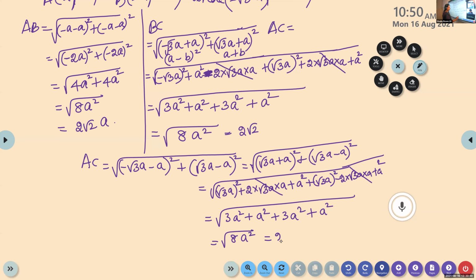What is root 8? It is 2 root 2. Root 8 is 2 root 2 and root of a square is a, so 2 root 2a. So we get all the three sides as equal: AB is equal to BC is equal to AC. All the three sides are equal. Therefore, it is an equilateral triangle.